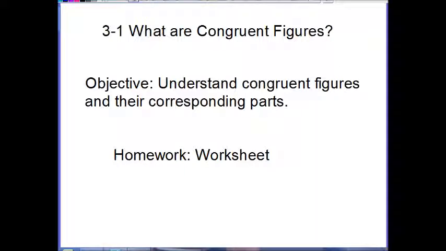Welcome to Section 3.1. What are congruent figures? Our objective is to understand congruent figures and their corresponding parts. For homework, we're going to have a worksheet.